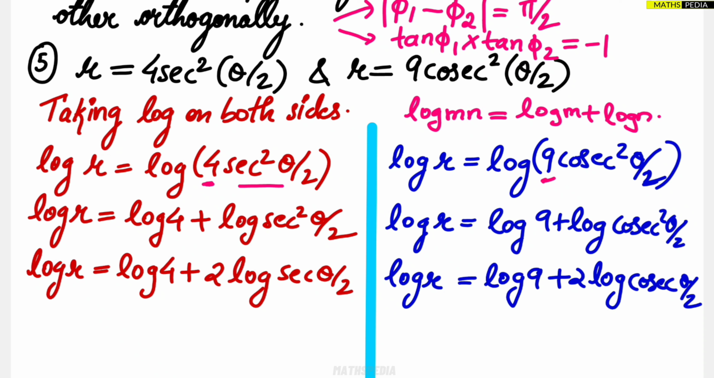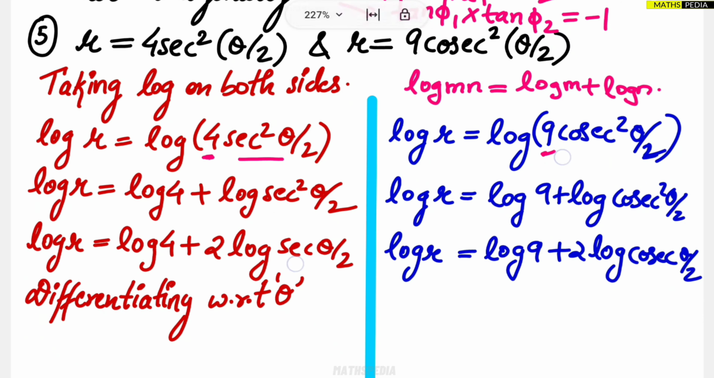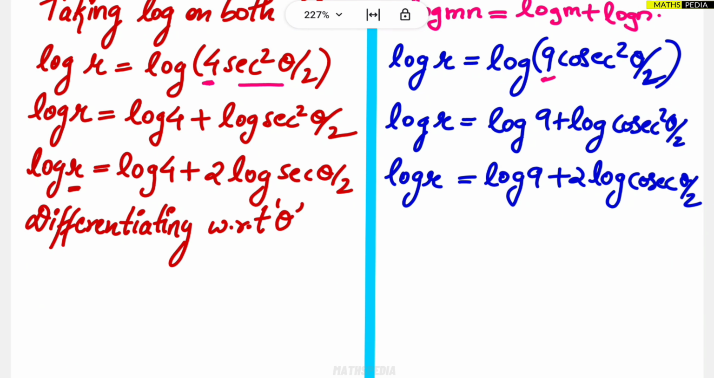Now let us go for the next step, which is to differentiate. So differentiating with respect to theta, we have to differentiate everything on both sides. Two equations, two polar curves we have to differentiate. So let us go for that. As we know that log r, what is the differentiation of log? We know log x means 1 by x. Same thing here, log r means 1 by r. So 1 by r you are going to write. But the problem here is it is not with respect to r, it is with respect to theta, right?